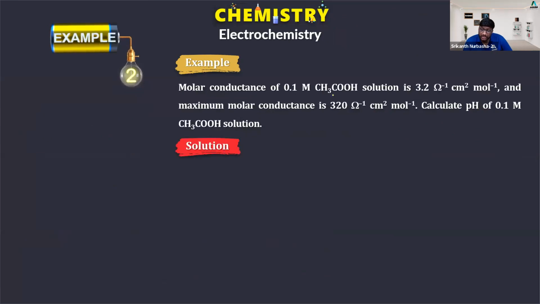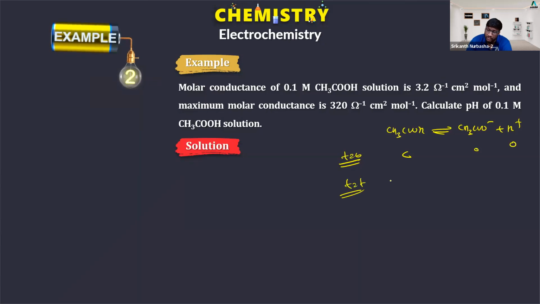Try to solve this. Molar conductance of 0.1 molar acetic acid solution is 3.2 ohm inverse centimeter square mole inverse, and maximum molar conductance is 320 ohm inverse centimeter square mole inverse. Calculate pH of 0.1 molar CH3COOH solution. CH3COOH dissociates to produce CH3COO minus plus H plus. They are asking us to calculate pH. At time t equal to 0, C is the concentration of acetic acid, 0 and 0 are the concentrations of acetate and H plus ion. At time t equal to t, C into 1 minus alpha, C alpha and C alpha. So what is pH? pH is negative logarithm of concentration of H plus.